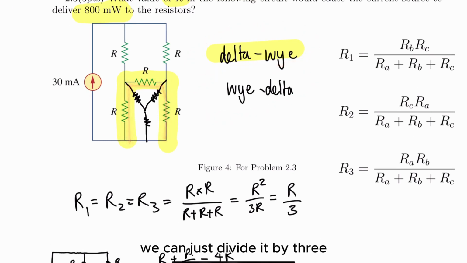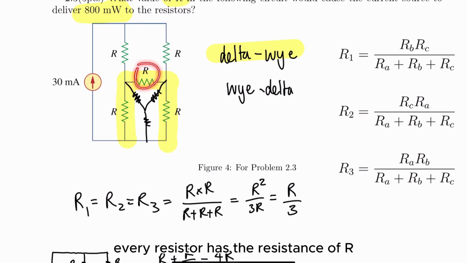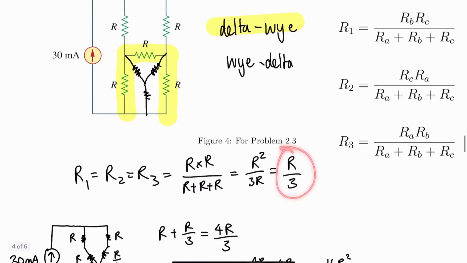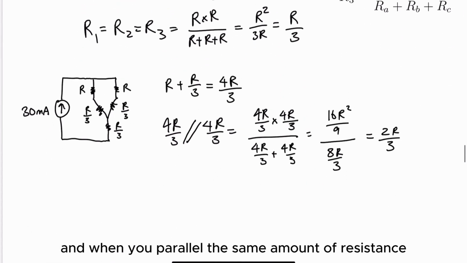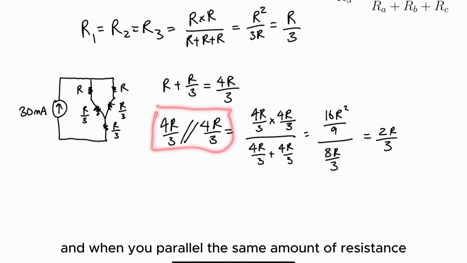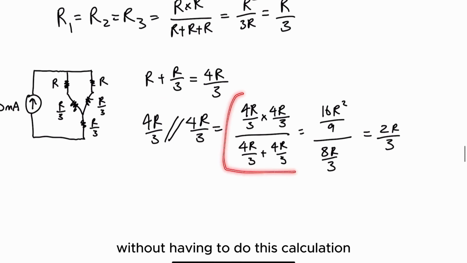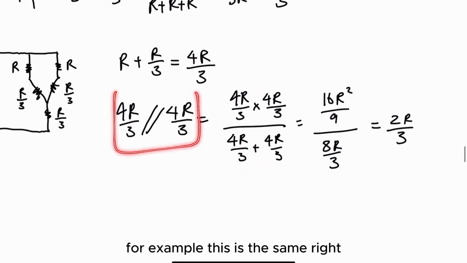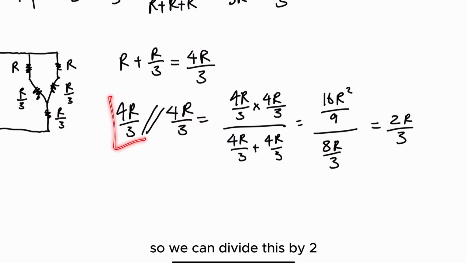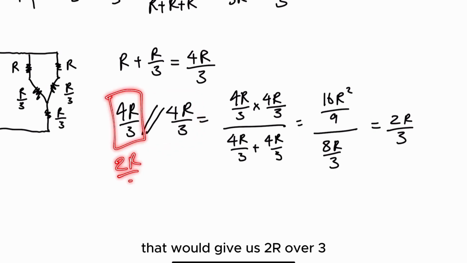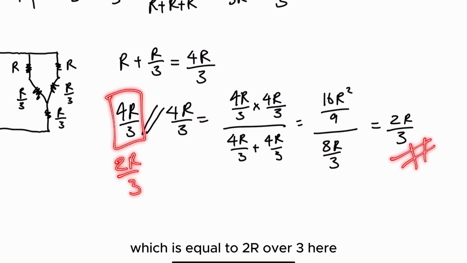Now, for a quick hint, in the delta to Y or Y to delta, if the resistors are equivalent, we can just divide by 3. So, for example, in this one, every resistor has the resistance of R, so we can just divide by 3. And when you put the same amount of resistance in parallel, you can just divide by 2 without having to do this calculation. For example, this is the same, right? So we can divide this by 2. That would give us 2R over 3, which is equal to 2R over 3 here.